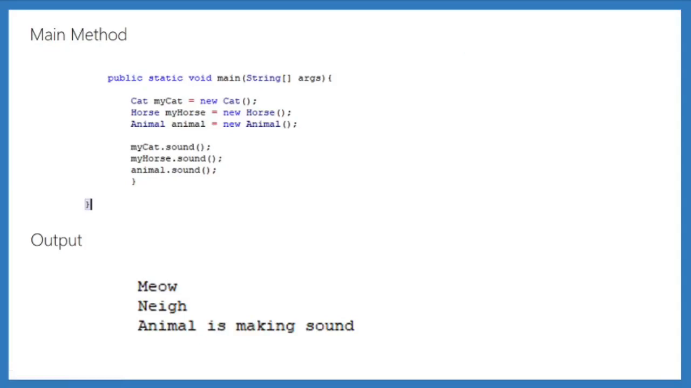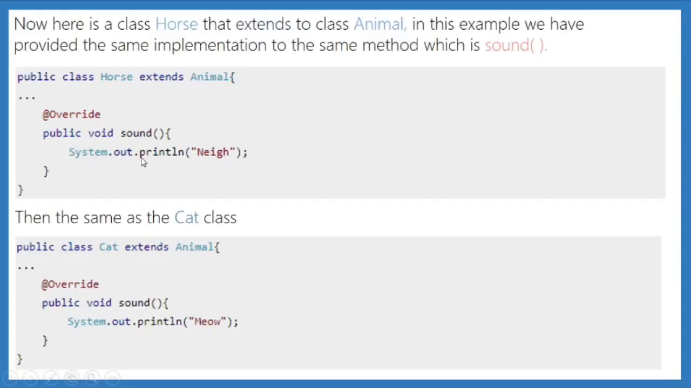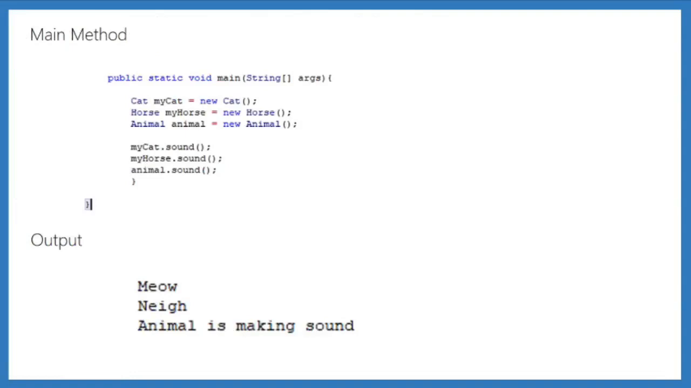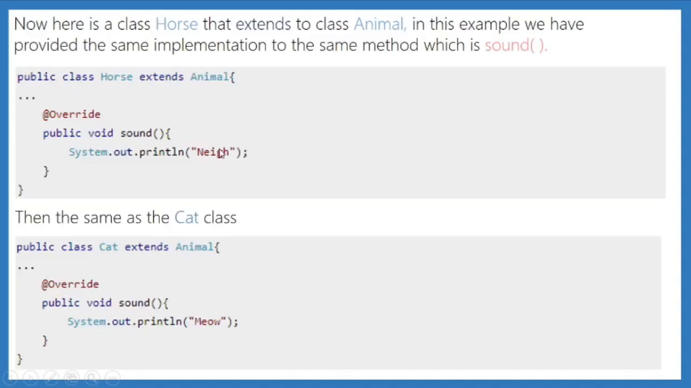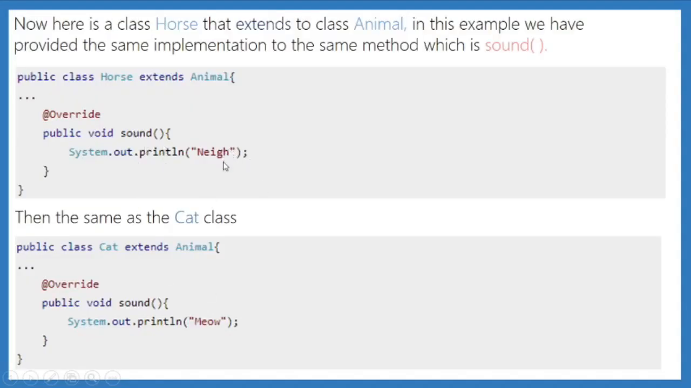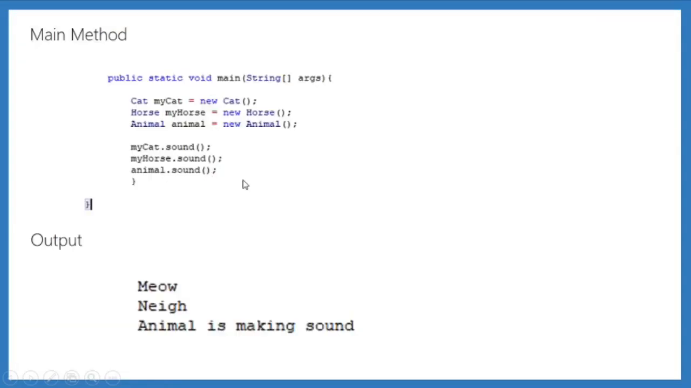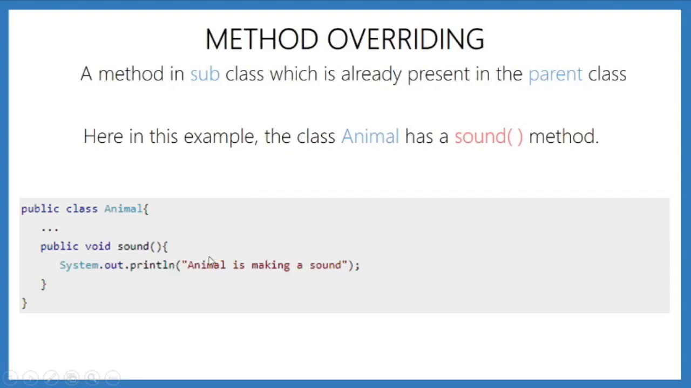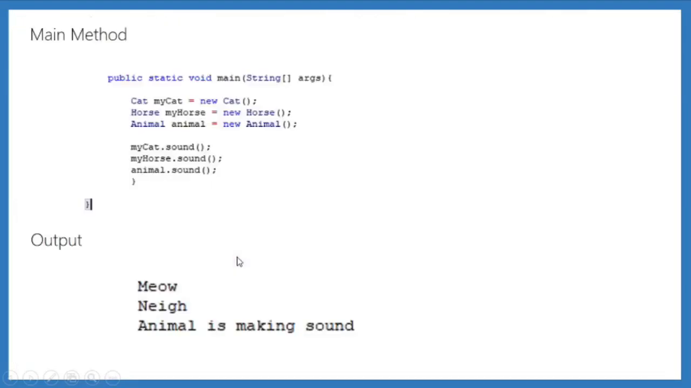Now, in the main method, as you can see, I've created three different objects. And these two methods here have overridden the animal sound. As you can see in the output, the first sound is meow, which is this. The second output is neigh, which is this. And the third output, the animal sound, is this. As you can see, this is method overriding.